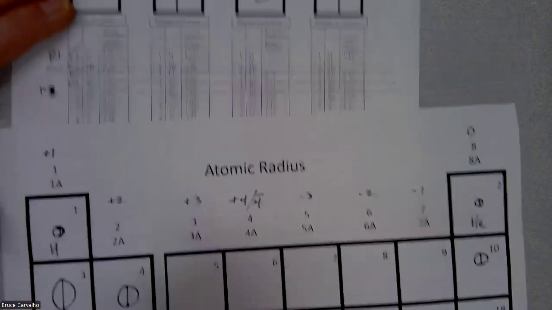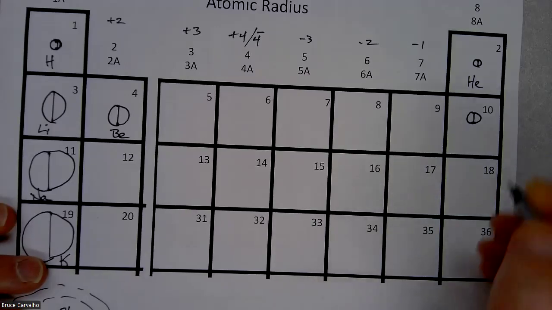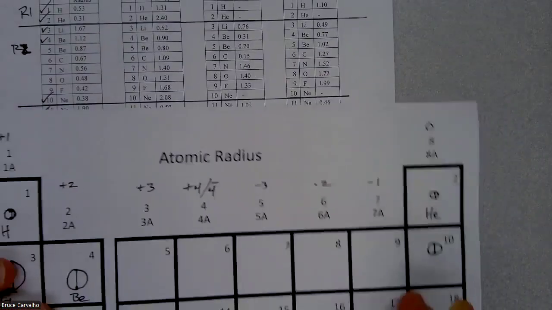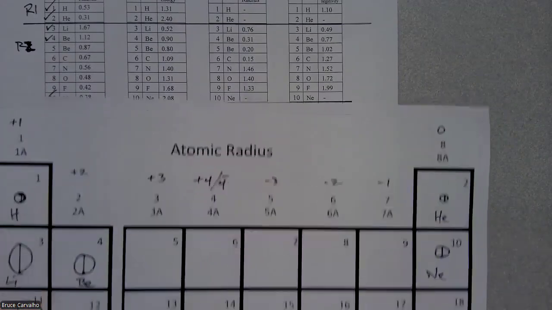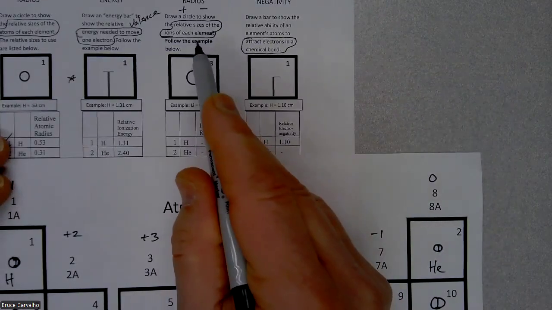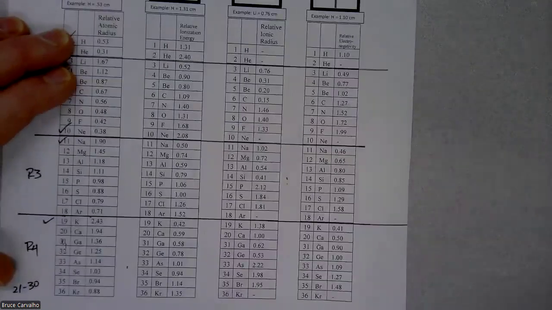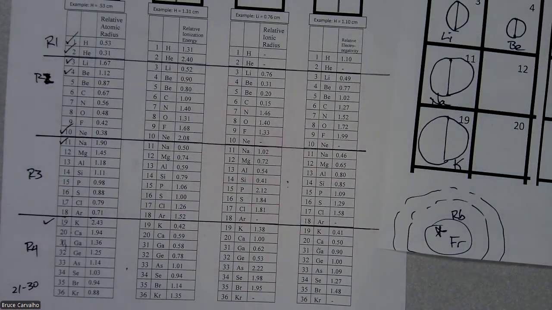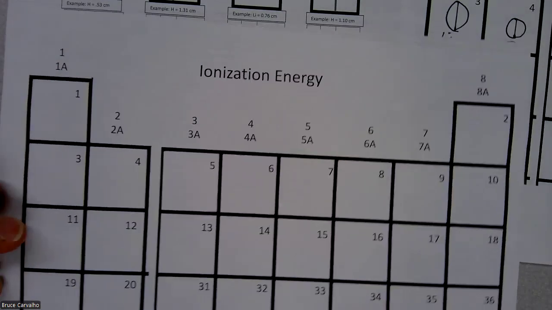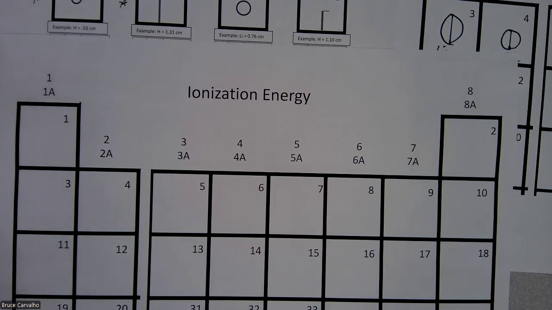All right, element number 4, I think that was beryllium, so let me make sure I get the Be in there. Make sure you're writing your symbols. We did helium, and then we did neon. All right, that's how you work the atomic radius page. And the ionic radius page works exactly the same. Your values are different, but the process is exactly the same. All right, now I'm going to do 2 and 3, 2 and 4. And again, both ionization energy and electronegativity, the values are different, but the process is identical.